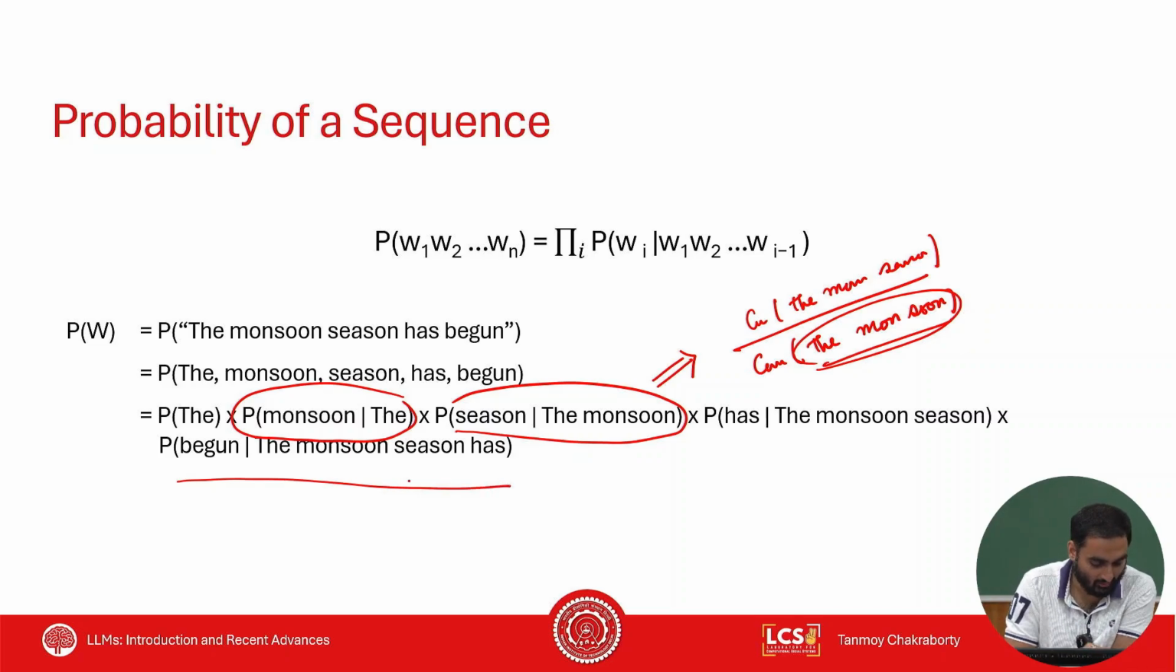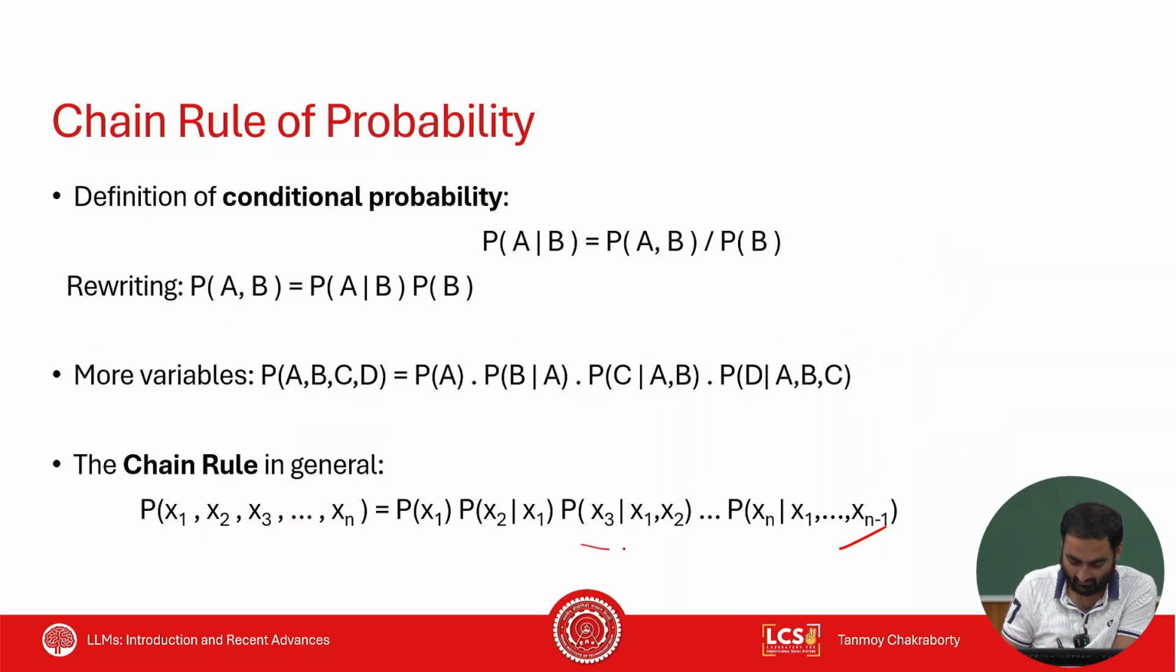Okay, so the numerator is the monsoon season has begun. Sorry, the denominator. So now the numerator is the monsoon season has begun. That's the numerator, and the denominator is the monsoon season has. And this is in fact small context. If the sentence is longer, then the context size would also be longer, isn't it? Right? So this count is going to be 0 or whatever, infinity, right? So in this probability, if one component is 0, then the entire probability is going to be 0, right? This is the problem.